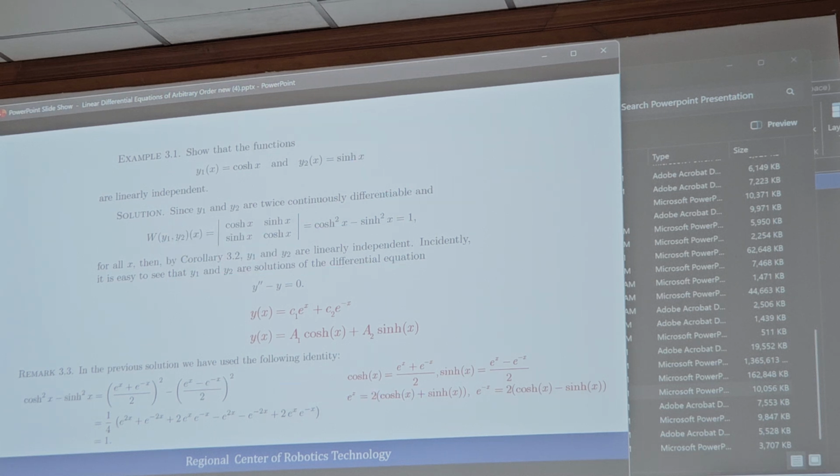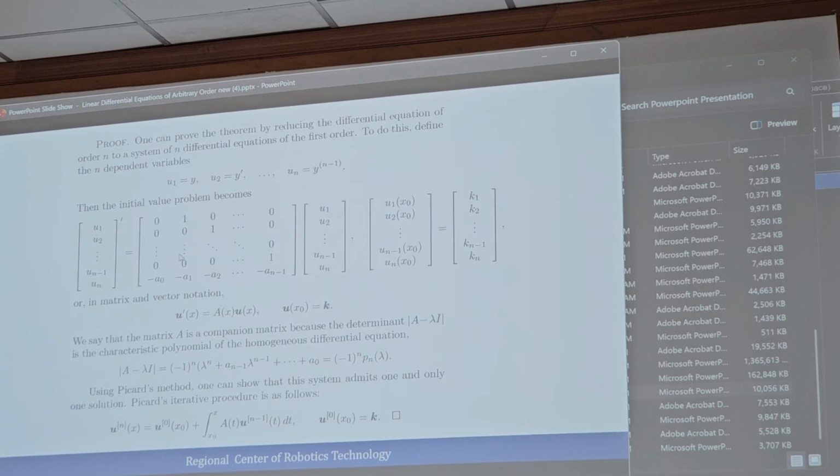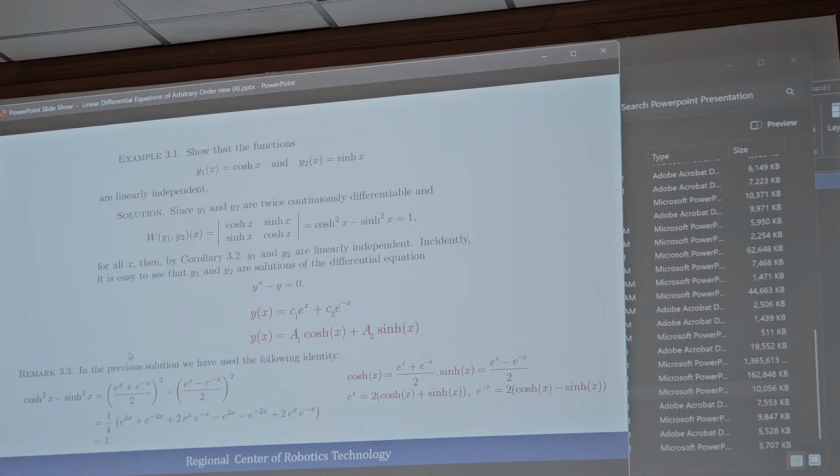You can read this by yourself. How to check independent, right? I will show you by example, maybe easier to understand. Look at this one.